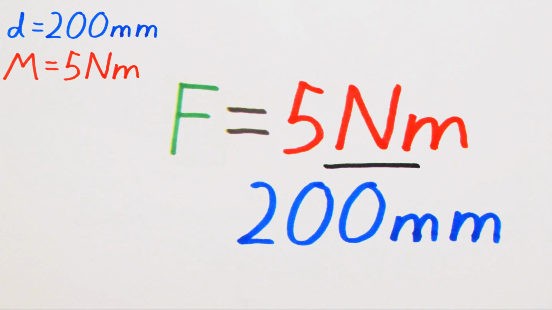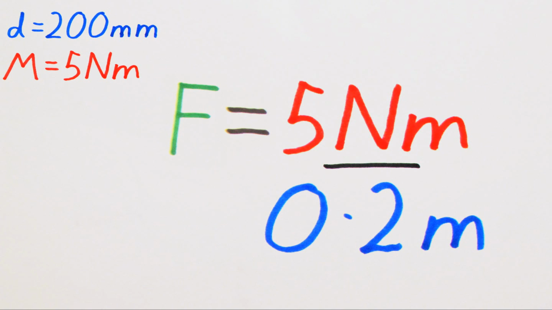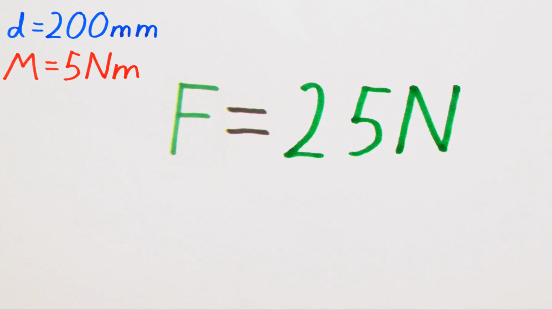If you got an answer of 0.025 newtons, then you fell into a trap. And this is a very common trick on exams. You need to convert the 200 millimeters back into standard units, in this case meters. So that should be 0.2 meters. Remember to convert from millimeters to meters, just divide by 1,000. So to find the force, our calculation should be 5 Newton meters divided by 0.2 meters. And you should get an answer of 25 newtons.